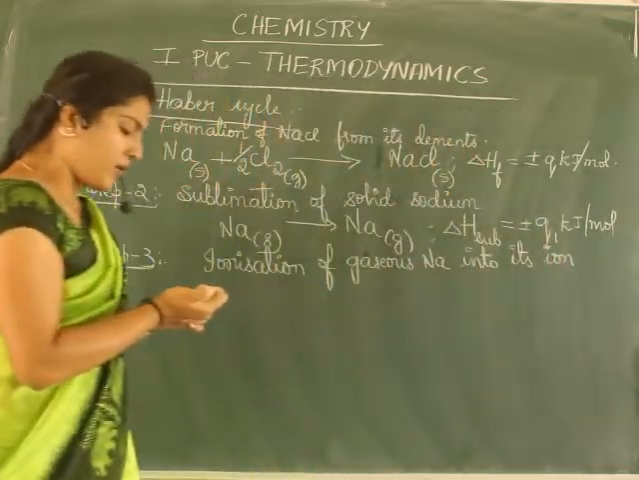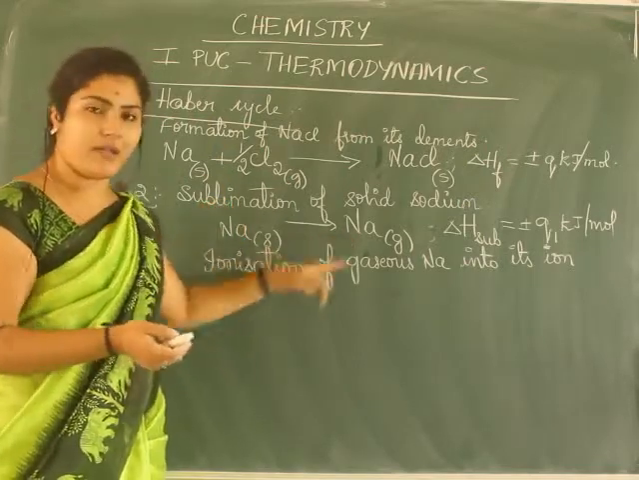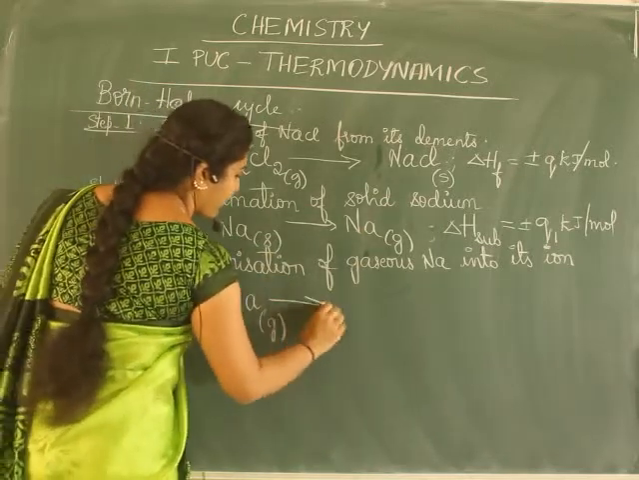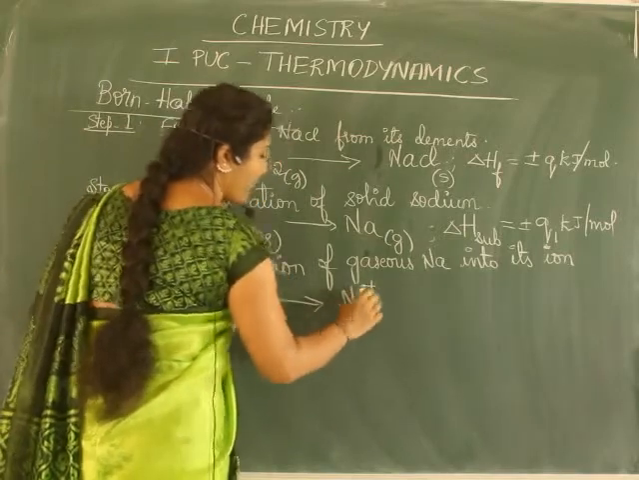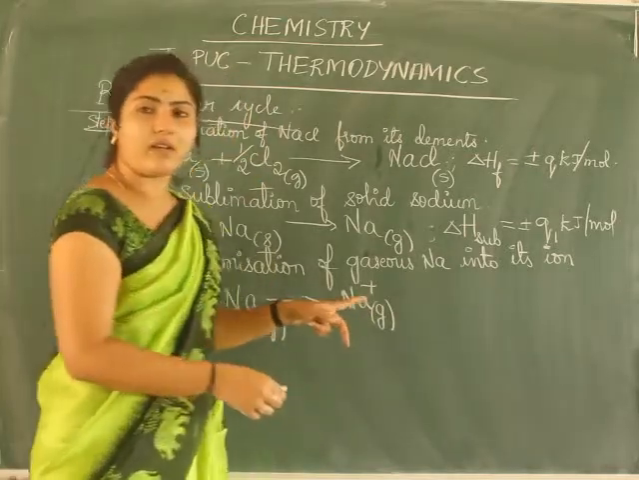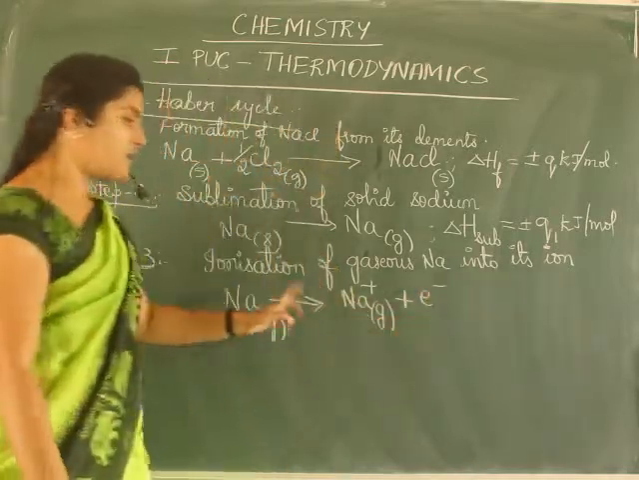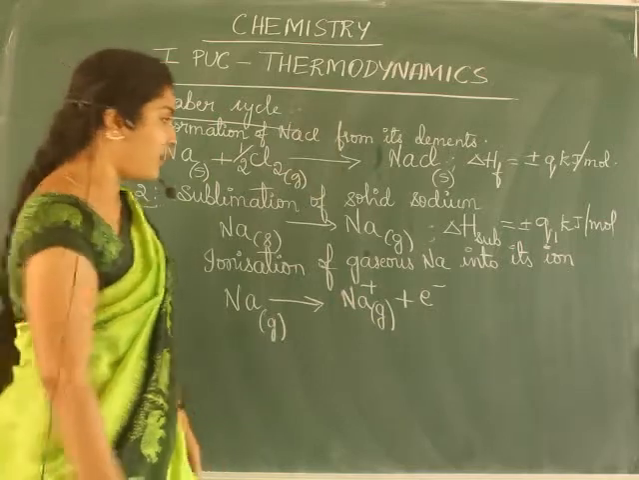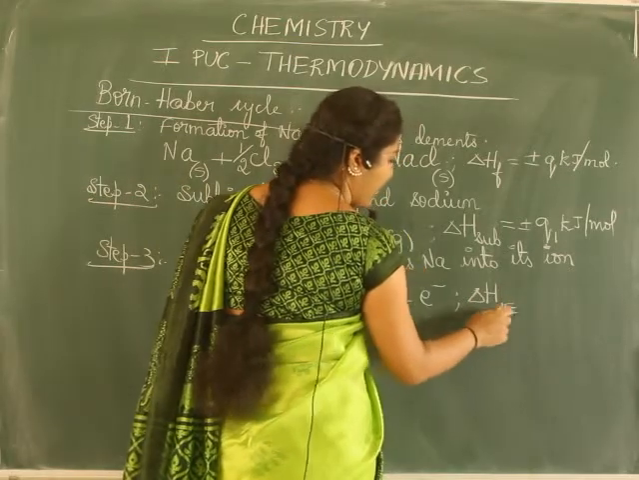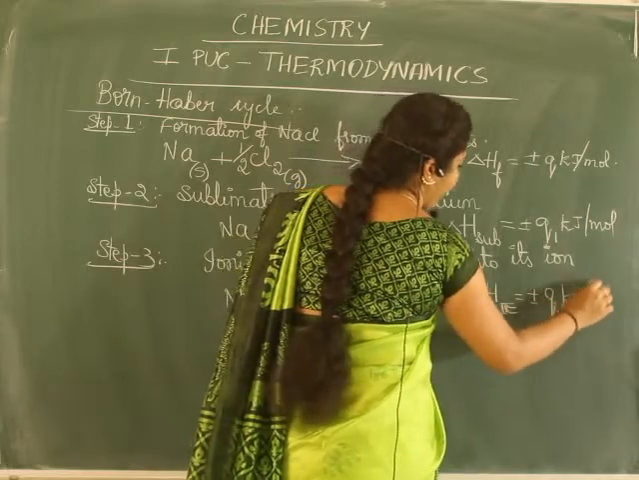So what happens during ionization? One electron is lost from sodium so that it gets converted into Na plus. Sodium in its gaseous state gets converted into sodium ion. Ion means you have to mention plus here. Again it remains in its gaseous state. How has it become positive? By losing 1 electron. So plus 1 electron. Now what is its delta H value? Delta H of ionization energy, IE, is equal to plus or minus, I will take this as Q2 kilojoule per mole.